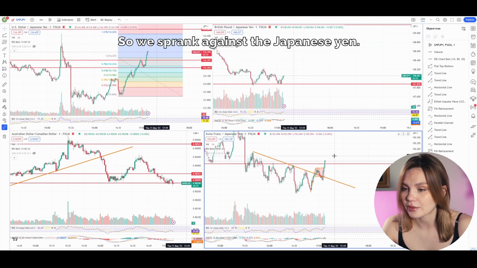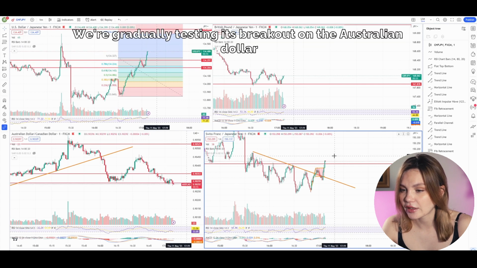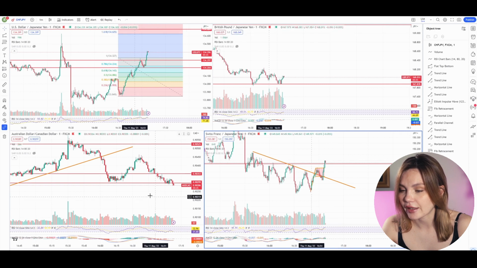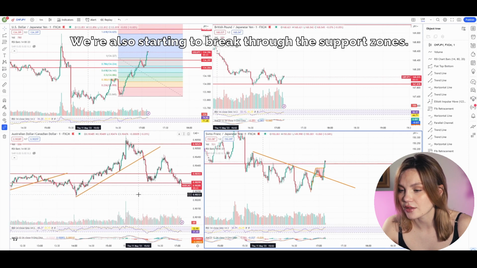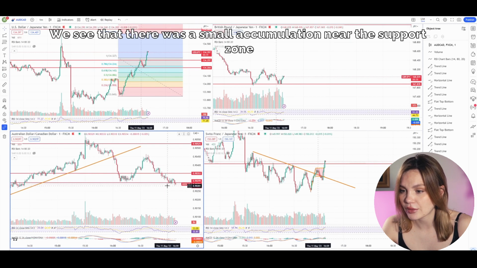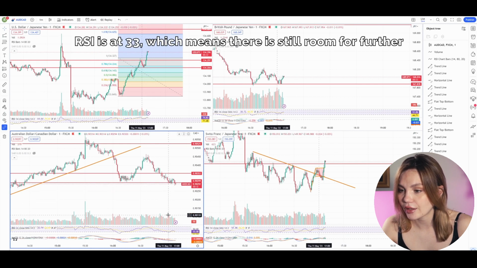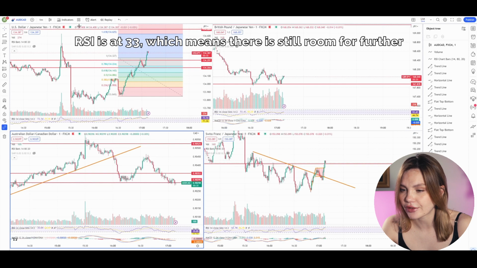Swiss franc against the Japanese yen. We've started to break through the resistance zone. We're gradually testing its breakout. On the Australian dollar and Canadian dollar currency pair, we're also starting to break through the support zones. We see that there was a small accumulation near the support zone, and then the breakout begins. RSI is at 33, which means there is still room for further decline.